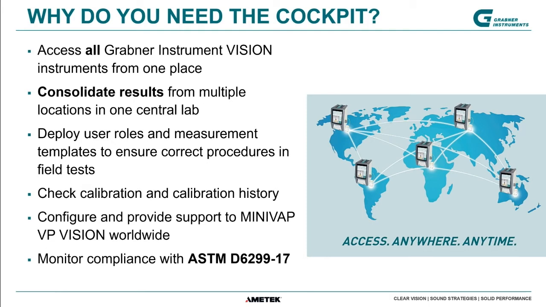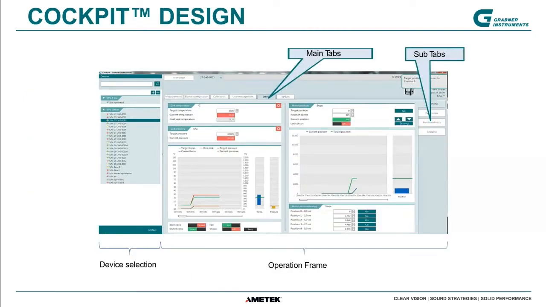You can also check the calibration and calibration history of every instrument. You can configure and provide support to the Miniwap VP Vision and also the FP Vision, which I didn't mention here. And I've also mentioned SQC and GLP compliance according to D6299, of which I will show you a few screenshots. That's the general screenshot of the Windows software.